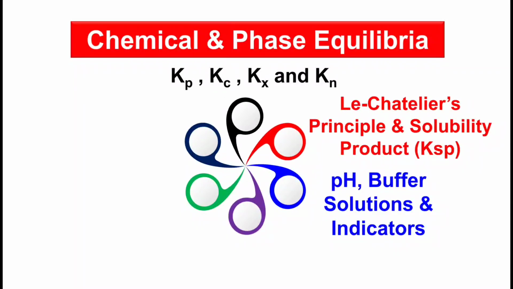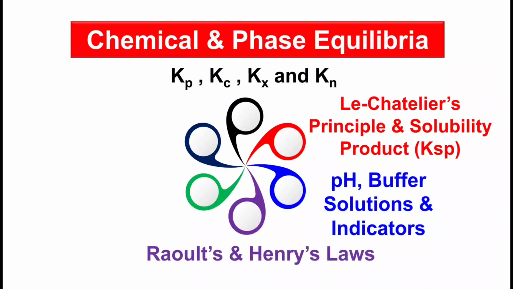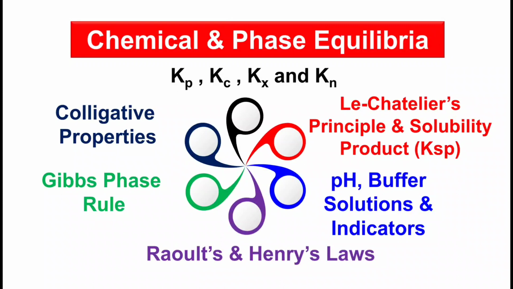Next is pH of solution, buffer solutions and indicators. Raoult's law and Henry's law, Gibbs phase rule and colligative properties. These parts you need to read for chemical and phase equilibria.